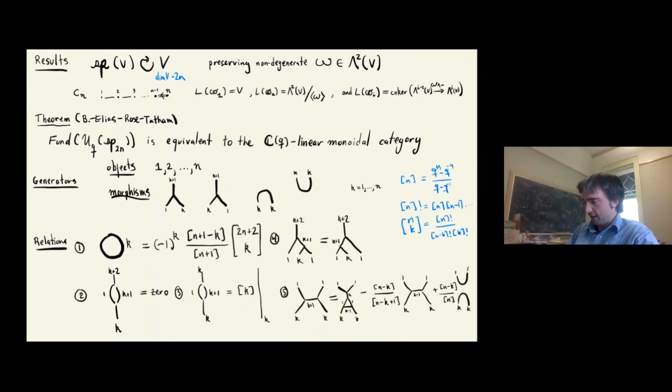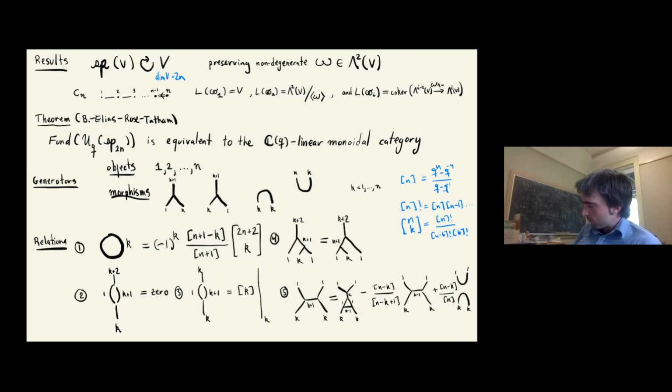The important thing to note is I've got quantum integers in my relations, and this is our convention for the quantum integers, that it's these rational functions: quantum n is q to the n minus q to the minus n over q minus q inverse. And I can define quantum factorials and quantum binomial coefficients in the natural way once I know what a quantum integer is. So my relations are something like, go ahead.